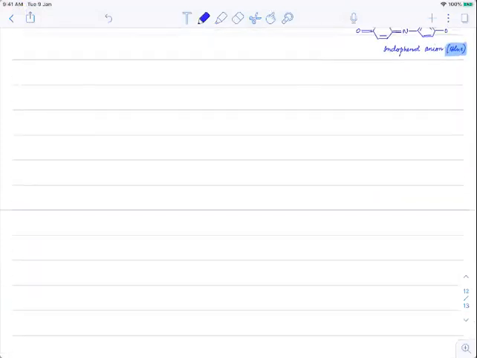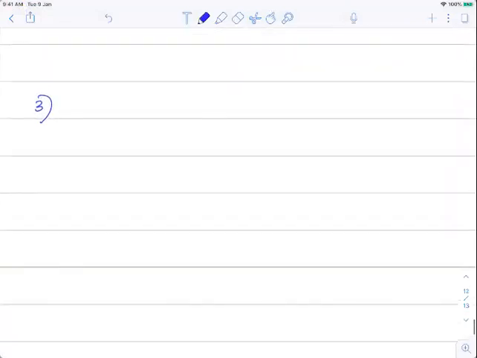So that is the second reaction. Let's see the next reaction. This is called Fry's rearrangement.